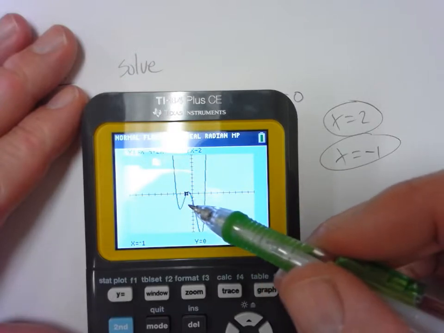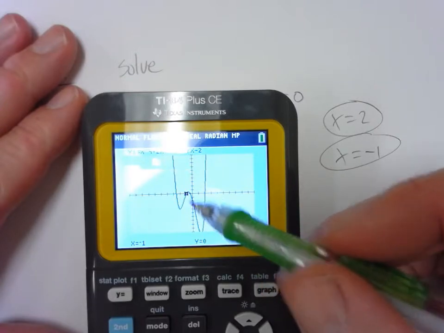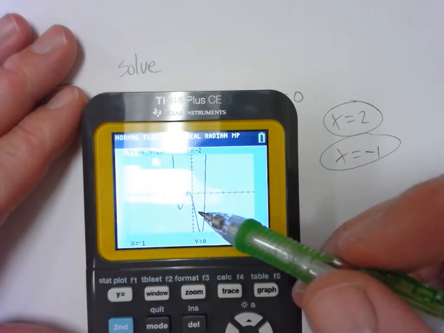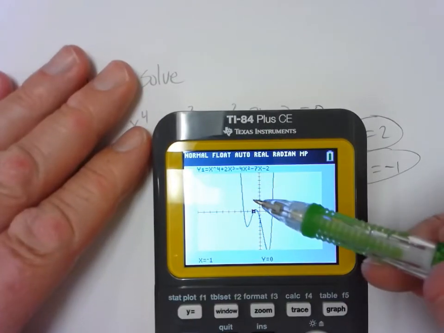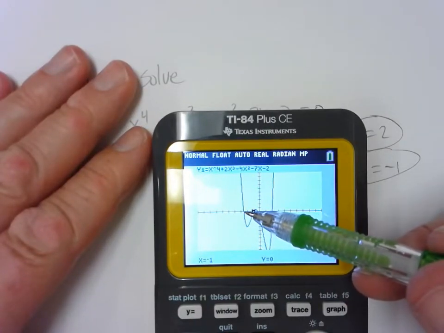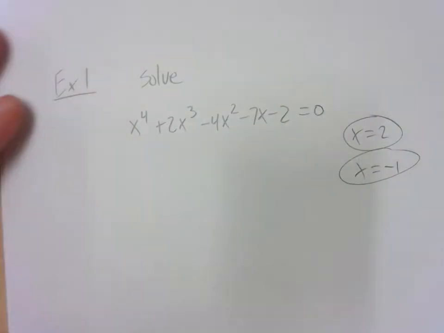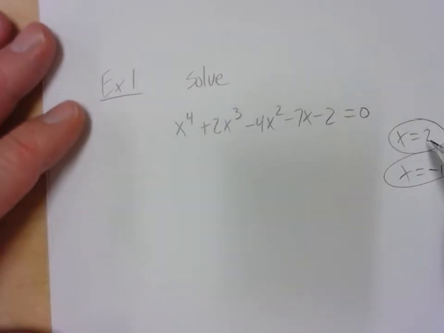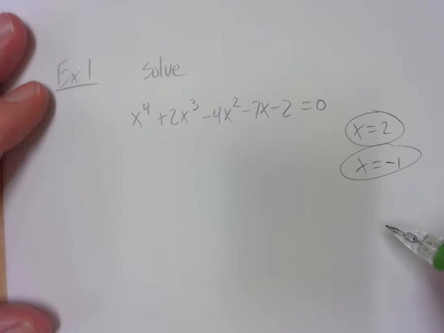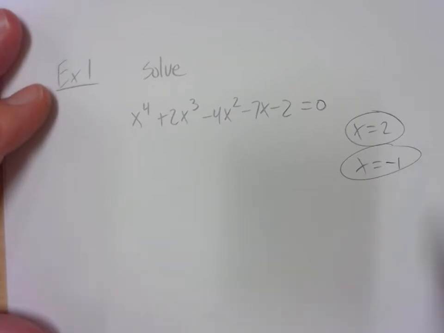And then this one here is around -0.5. So there's another solution there. And you could guess and check it. There we go, right in here. So what we're going to do is divide these solutions out using synthetic division and then reduce this down to a quadratic so that we can solve it.